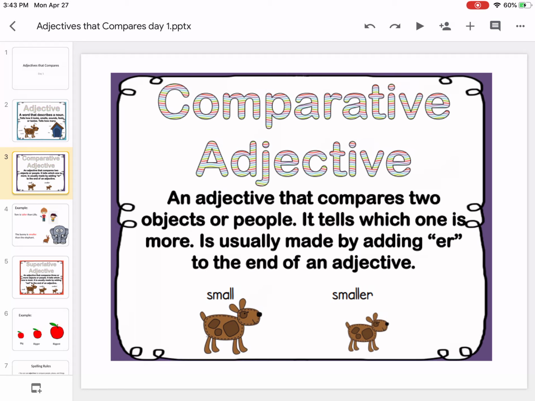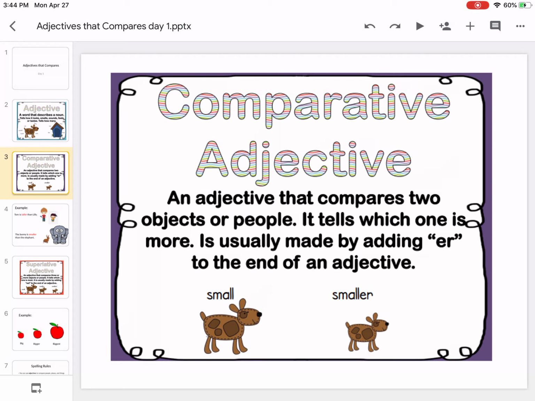A comparative adjective is an adjective that compares two objects or people. It tells which one is more. It is usually made by adding er to the end of an adjective. So let's look at the example. The adjective here is small. So a comparative adjective would be smaller.